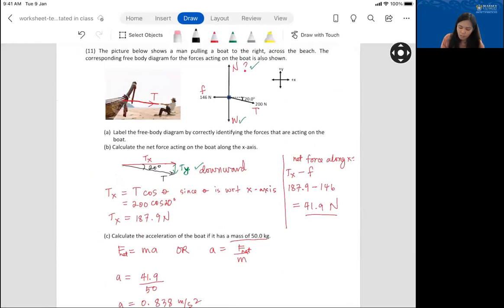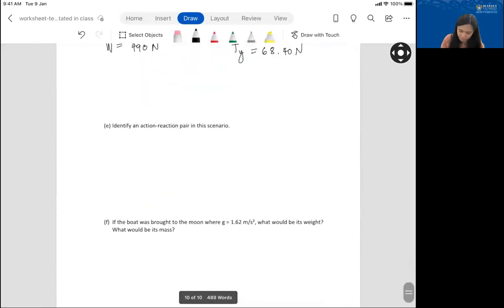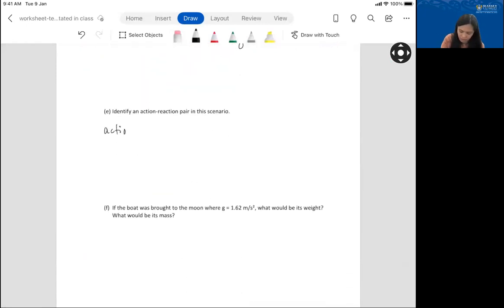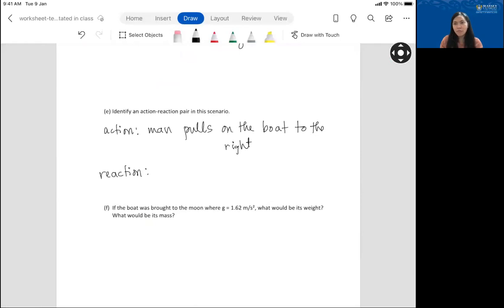The reaction force will involve the two same objects, the man and the boat, but just reverse the direction of the force. So say the action is the man pulls on the boat to the right. Okay. The reaction force for that action force should also involve the man and the boat, but you reverse the order so that you reverse the direction, and you say that the boat pulls on the man to the left.